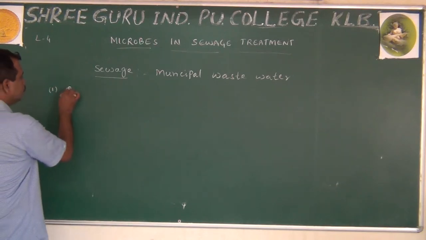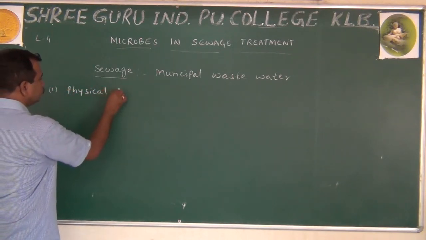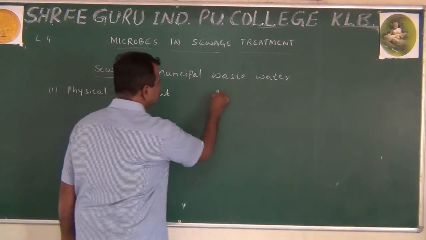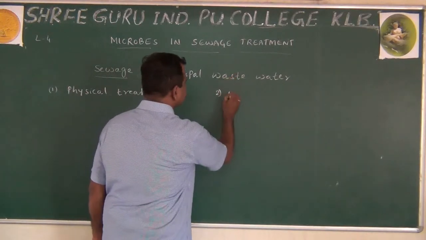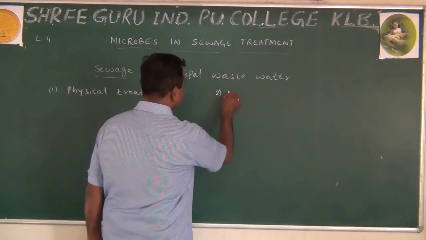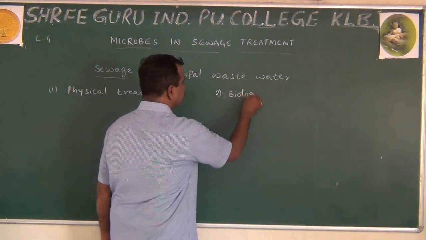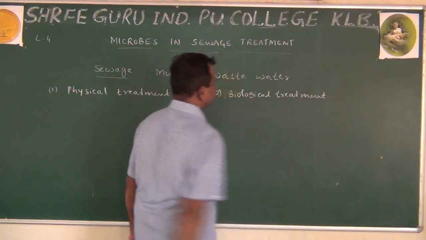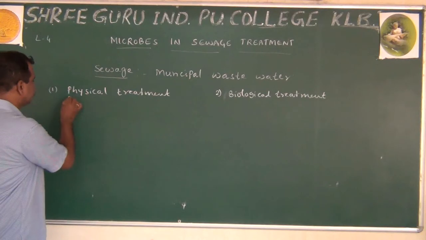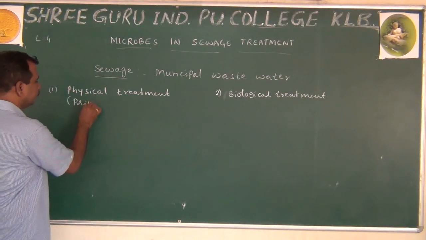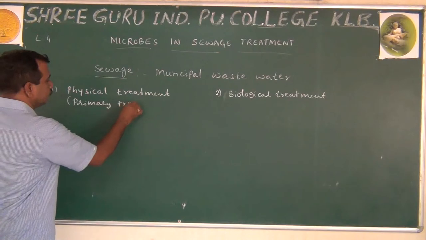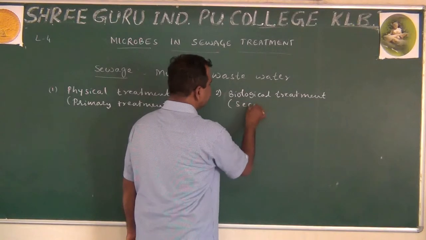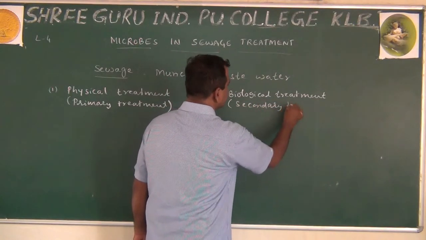Number one, physical treatment. Number two, biological treatment. In other words, physical treatment is also called primary treatment, and biological treatment is also called secondary treatment.